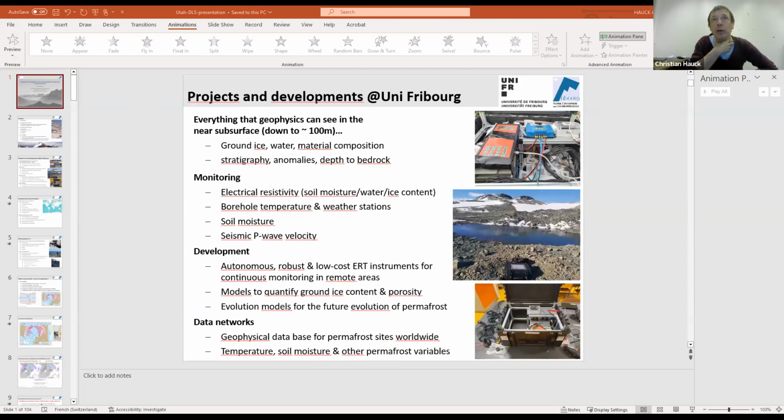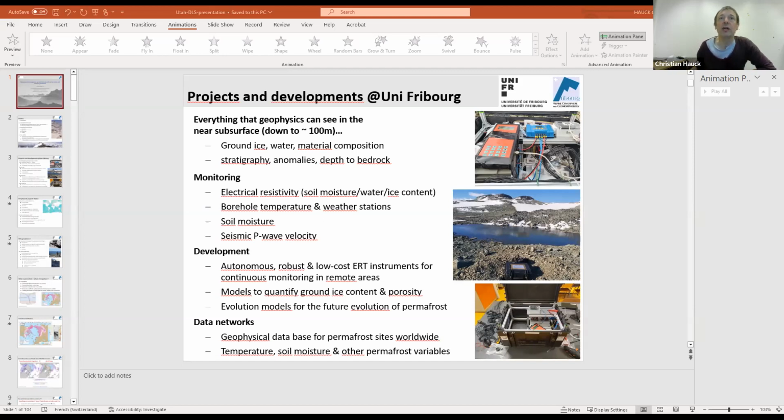Now what we're doing in Fribourg is, I guess as in many geophysical groups, everything that geophysics can see in the near subsurface down to around 100 meters. So not the deep geophysics, but everything that is close to the surface: ground ice, water, material composition, anomalies, the bedrock, whatever. And then more specifically, we're heavily involved in monitoring, which is also one of the technical developments, what we try to achieve with electrical resistivity, with seismics, and to combine that with temperature and soil moisture data.